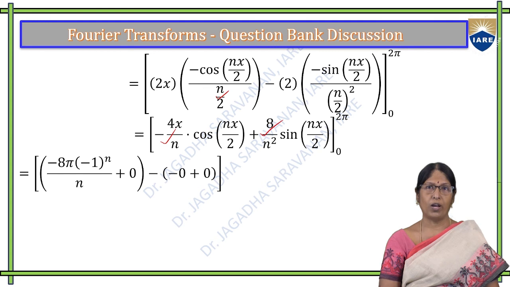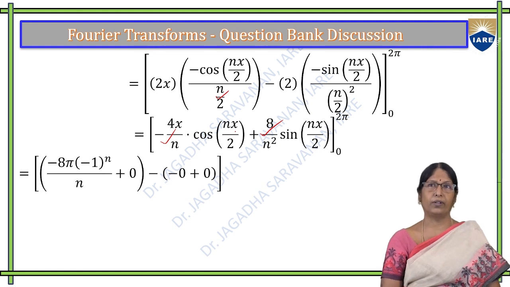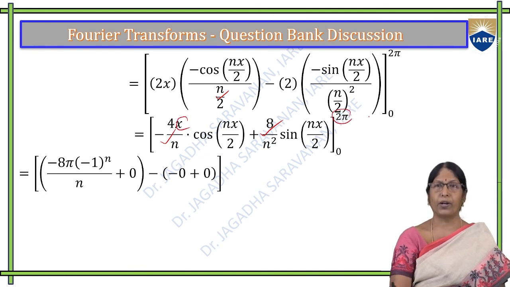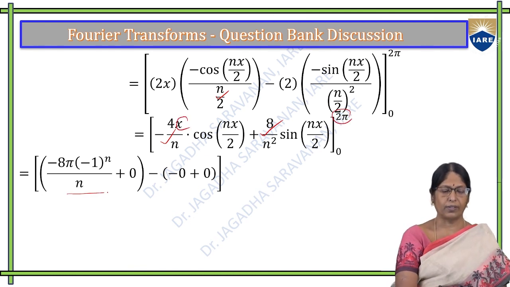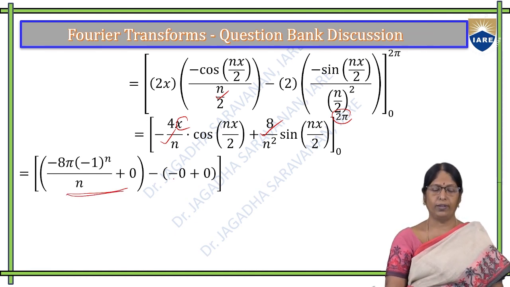So for the upper limit, in the place of x, we will substitute 2 pi. So cos of 2n pi is nothing but 1. So here x is replaced by the upper limit 2 pi, and this is the result we obtained. This is the upper limit formula. This is the lower limit formula.